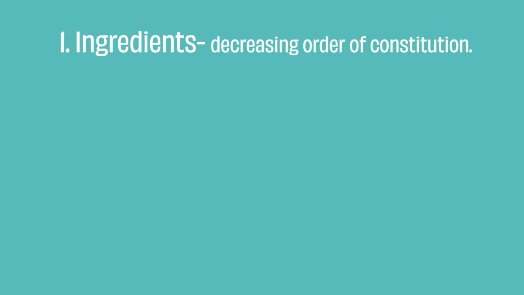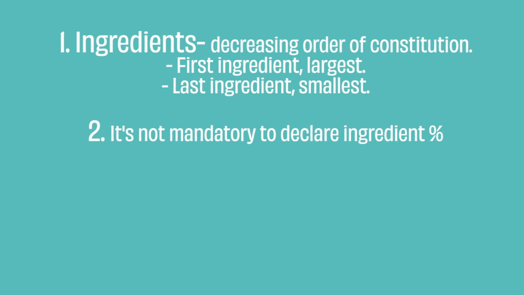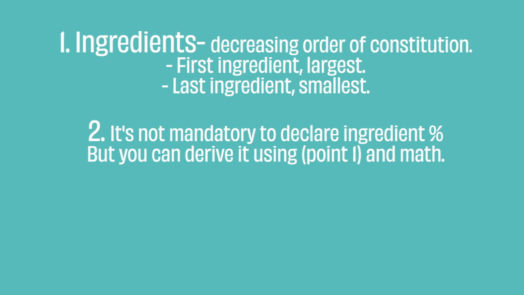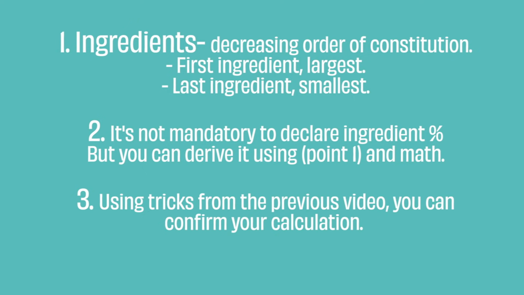For now, let's quickly recap what we've learned. 1. The ingredients on the back of pack are written in decreasing order of constitution. So the first ingredient is the largest and the last smallest. 2. While it's not mandatory to declare the percentage of each ingredient, using point 1 and some simple math, we can derive the percentage of the other ingredients too. And 3. Finally, using the tips and tricks we've learned in the previous video on how to read nutrition lists, we can also confirm if our guess is correct or not.